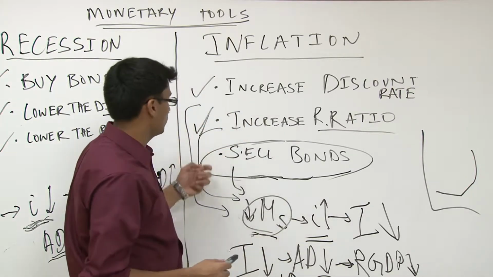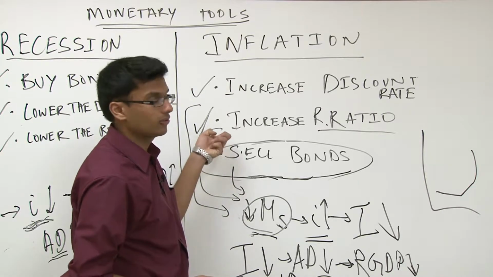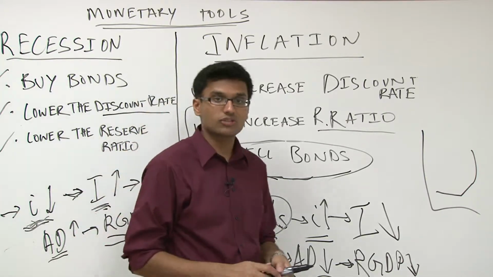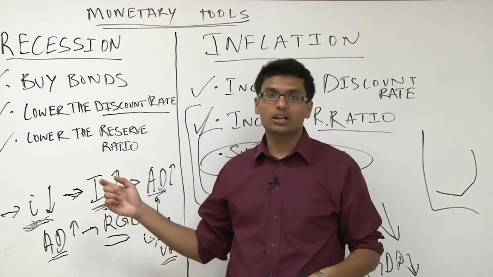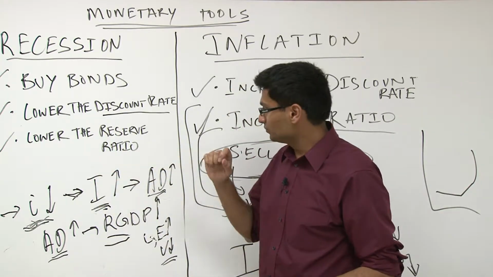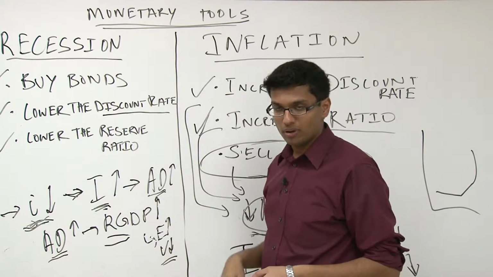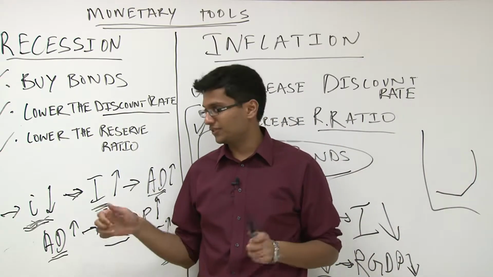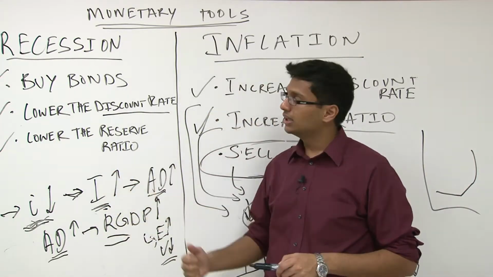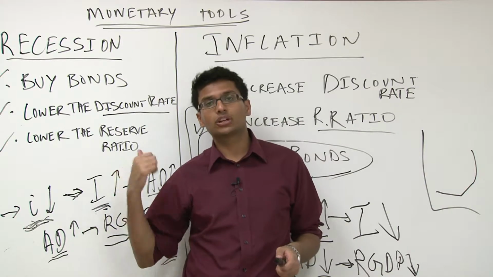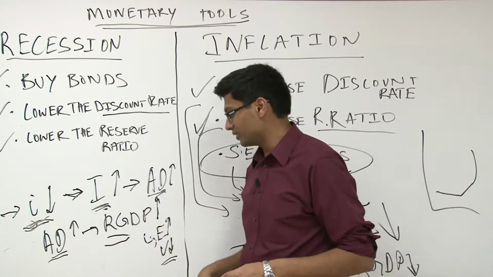And understand that these are the three tools: selling bonds, increasing reserve ratio, increasing discount rate. In a recession, we try to decrease discount rate, decrease reserve ratio, and buy bonds. Okay, so these are the main differences, and that's the homework question from last time. It was kind of in detail, but it really gives a good recap of the entire monetary policy class.